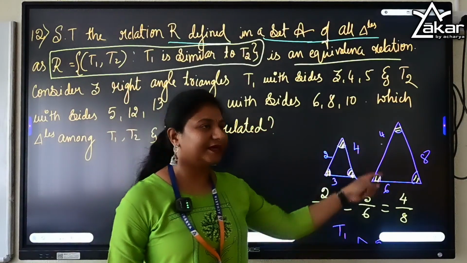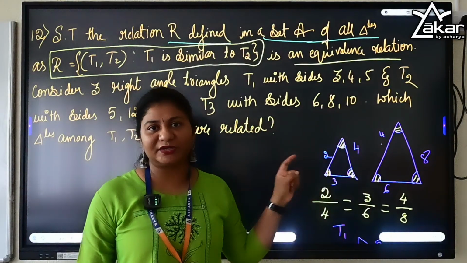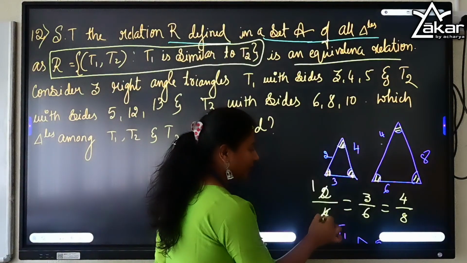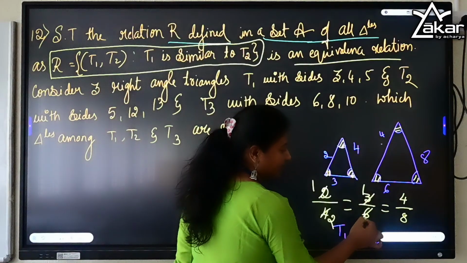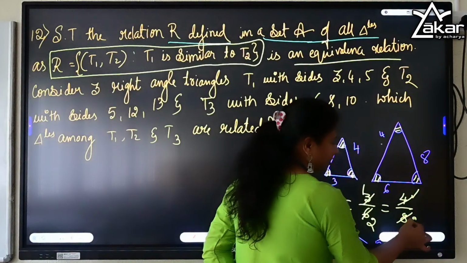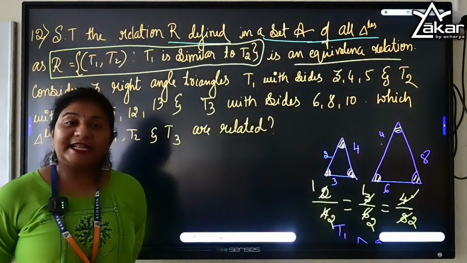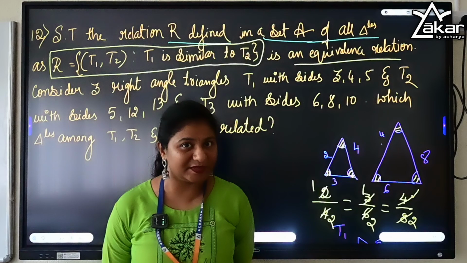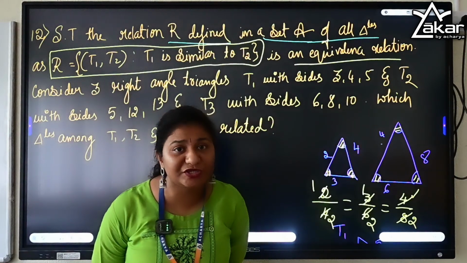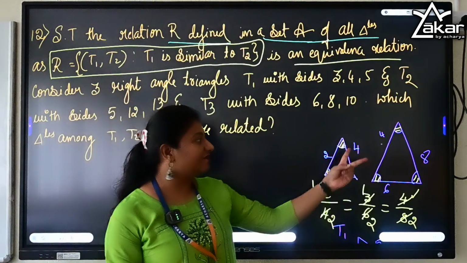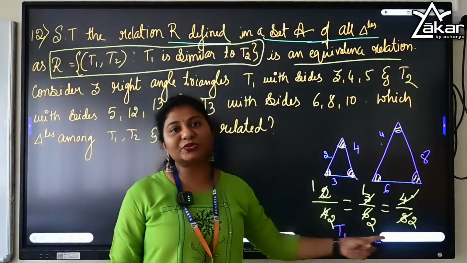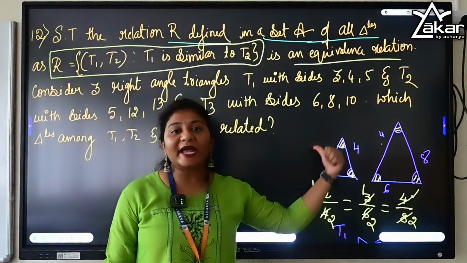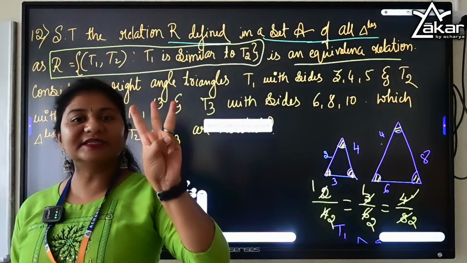Which is equal to 4 by 8. Just observe here, each and every portion of the two triangles gets the form of 1 by 2. Means if I take any two triangles which are similar, their sides and angles should be in ratio and proportion formats that are equal. So if I consider any two triangles, they have the same ratio and proportion of 1 by 2. According to this, they have defined 3 triangles.